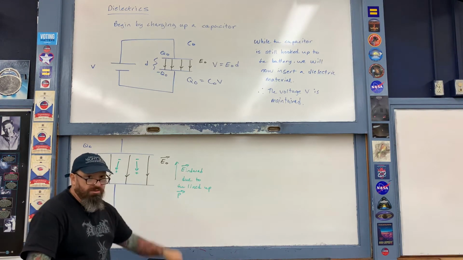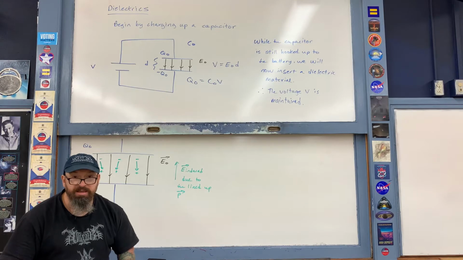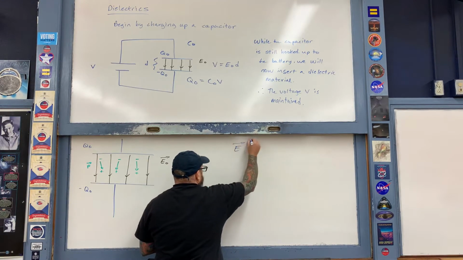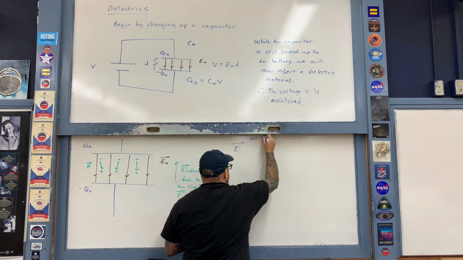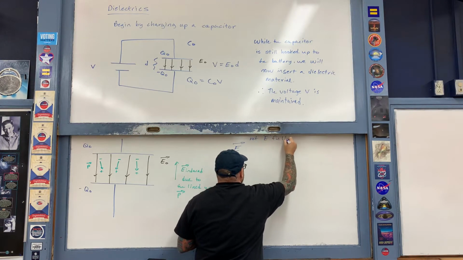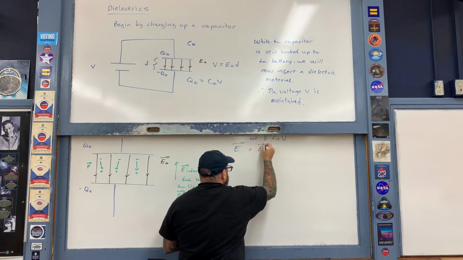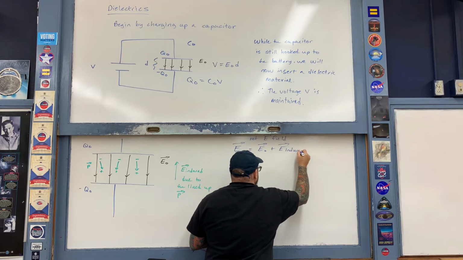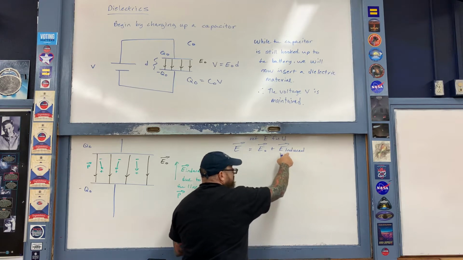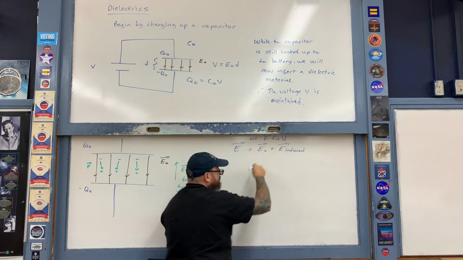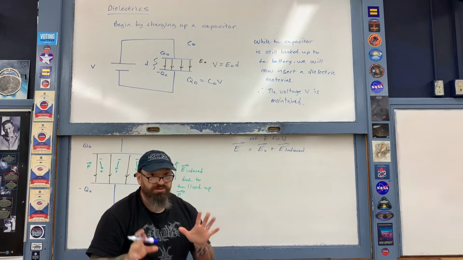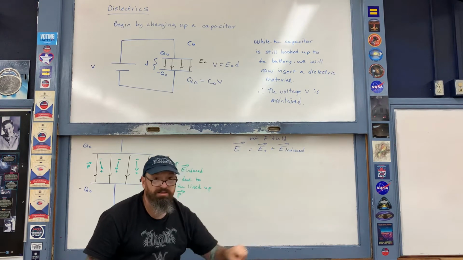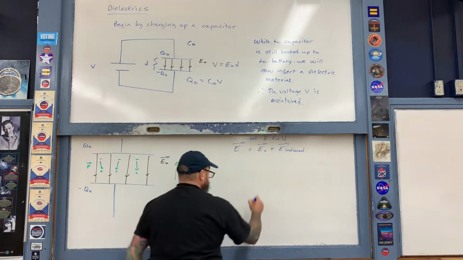Therefore, there is now an overall electric field, the sum of these two, the original E naught and the E induced. Let's just refer to that as E. So now E is the net E field. This is equal to the original E naught plus the E induced. Now, of course, the E induced, remember, points in the opposite direction of the E naught. This then means that in terms of its magnitude, the net electric field E is less than the original E naught.